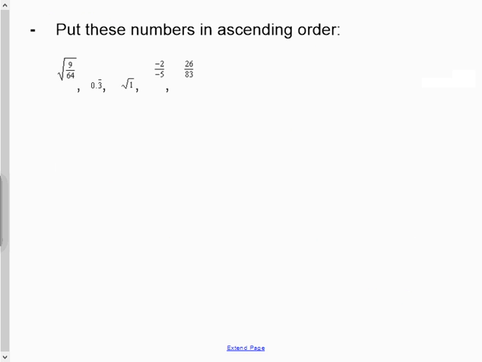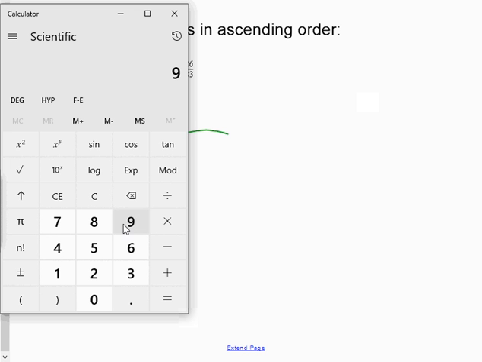Question 3 says, put these numbers in ascending order. So it does not say you can't use a calculator, so I can use a calculator if need be. So the square root of 9/64 is the same thing as the square root of whatever 9/64 is as a decimal. So 9 divided by 64. Did I do that right? 9 divided by 64. I did.